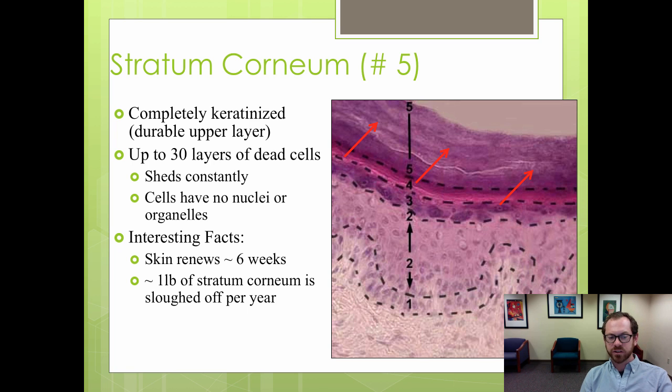And because we're constantly shedding these cells here, we need to be regenerating these cells, obviously. And so your skin actually renews every 6 weeks. So every 6 weeks, you basically have a completely new epidermis. And just to give you an idea of how many cells you lose, you roughly lose about 1 pound of stratum corneum each year. And if you consider how small a cell is, just a flake of skin is so light, an actual pound of that is pretty remarkable.